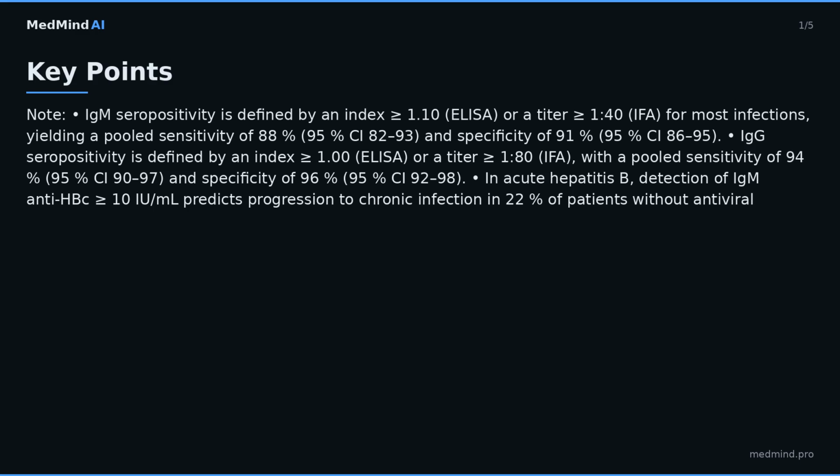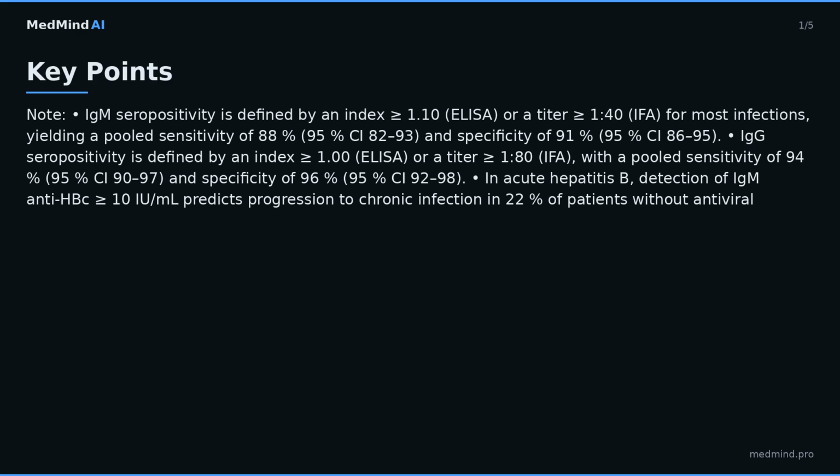IgG seropositivity is defined by an index greater than or equal to 1.00 (ELISA), or a titer greater than or equal to 1:80 (IFA), with a pooled sensitivity of 94%, 95% CI 90 to 97, and specificity of 96%, 95% CI 92 to 98.